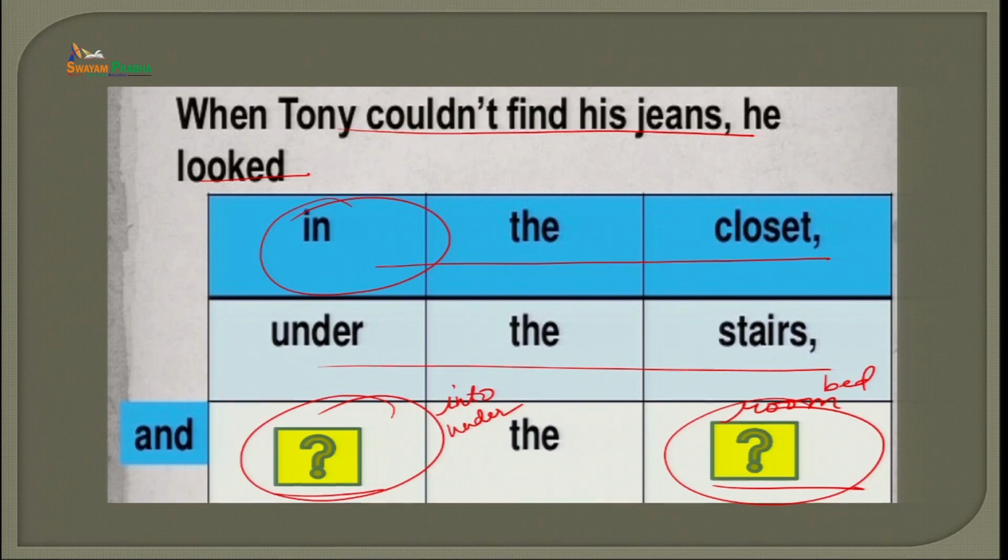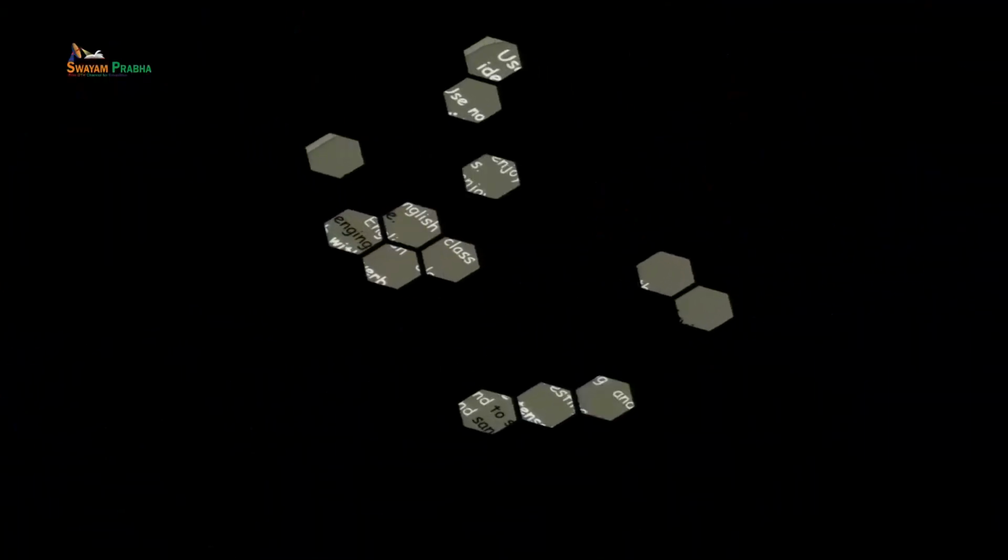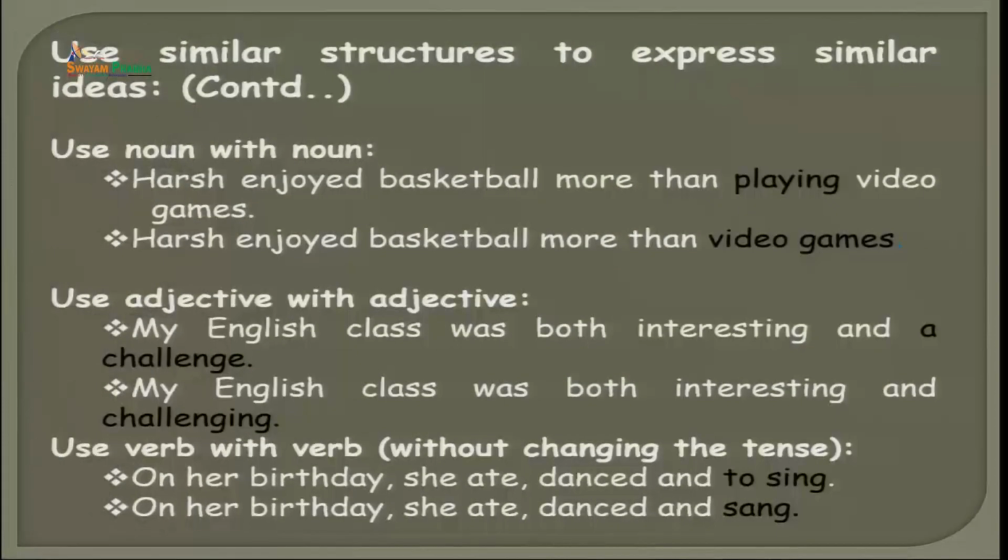So, further with this note we move forward towards the next category, that is the grammatical structures. Now, we will see: playing, enjoyed basketball, then video games. In this condition, Harsh enjoyed basketball more than video games. I have not added any noun with noun. Remember, basketball with video games, not playing. Playing will be deleted from here. Is that clear? Understood everyone? Basketball is the noun over here and then it will be added to video games. Further, he enjoyed basketball. This is the correct version of it.